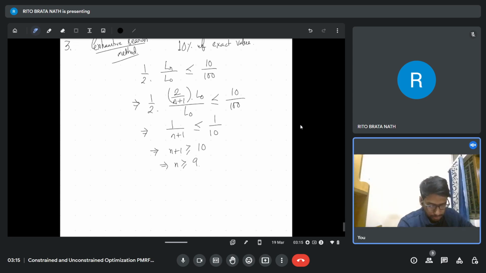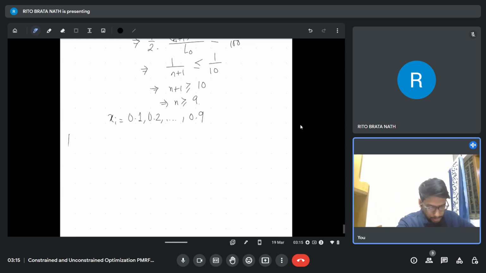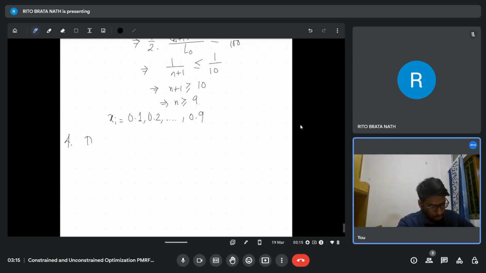So in the exhaustive search method, you have to take, say, 9 points, and your xi values could be going from 0.1, 0.2 until 0.9, and you have to just get the solution where it is maximum or minimum. So that's a simple exhaustive search method. Then the fourth problem, it's probably similar, and it tells you dichotomous search method.